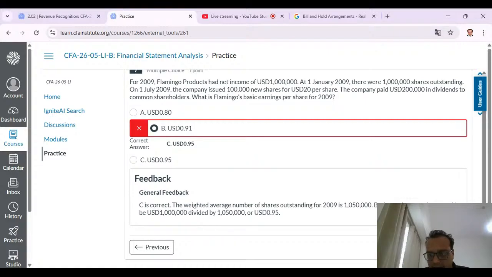Perfect. Basic EPS would be, ठीक है, मेरा कैलकुलेशन क्यों कर रहा था, वही अप्रोच था, 1000000 divided by 150,000. Okay, ठीक है, perfect. It should be 0.95.